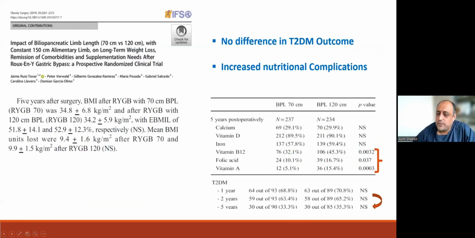Generally, most of us would do anywhere between 70 to 100. If you go and do the extra long alimentary or the biliopancreatic limb, there's no difference in diabetes outcome. It does tend to increase nutritional complications of vitamin B12, vitamin A, and folic acid deficiency over time.